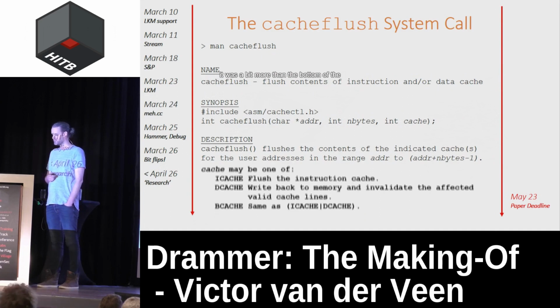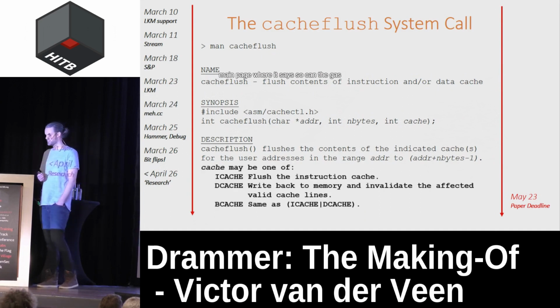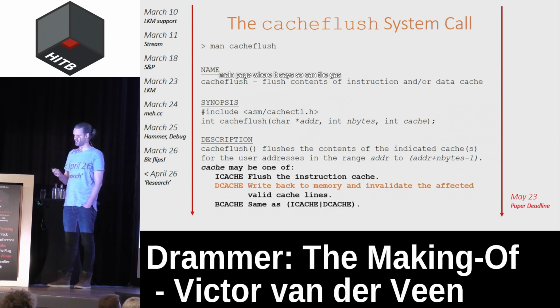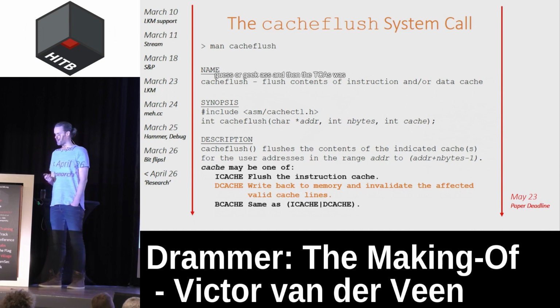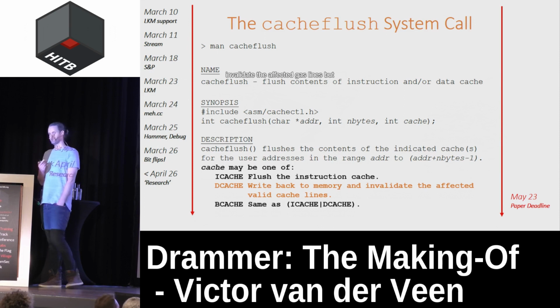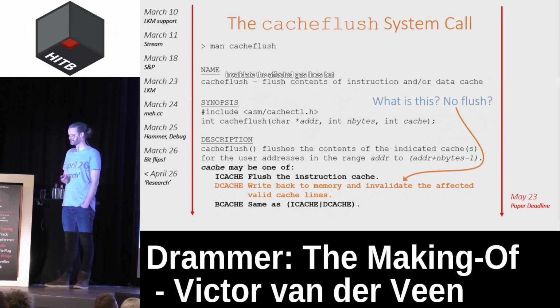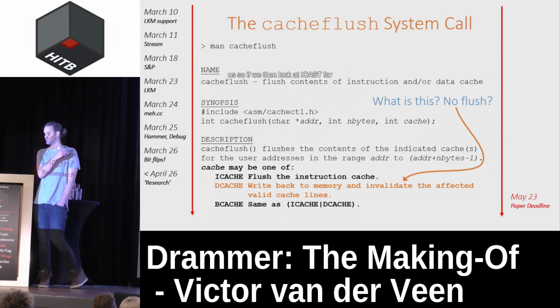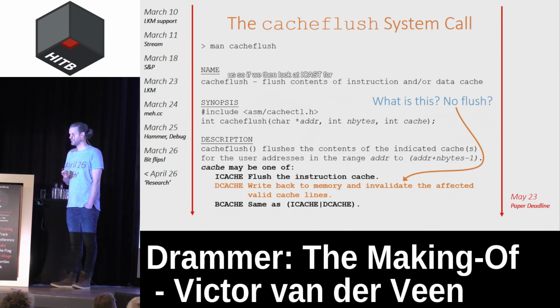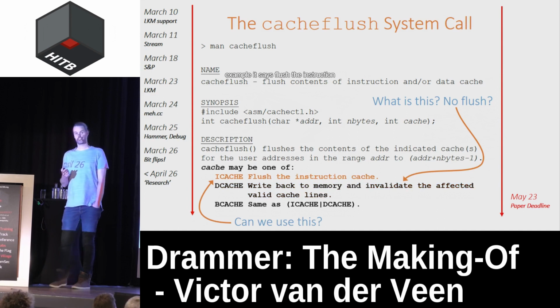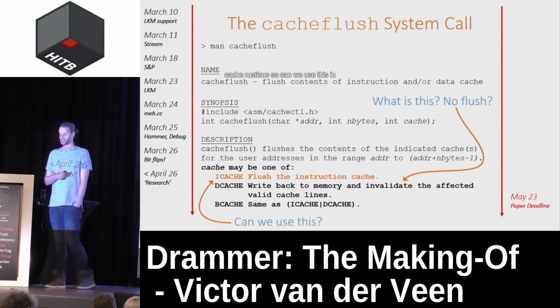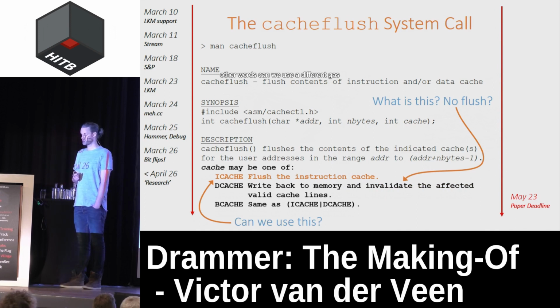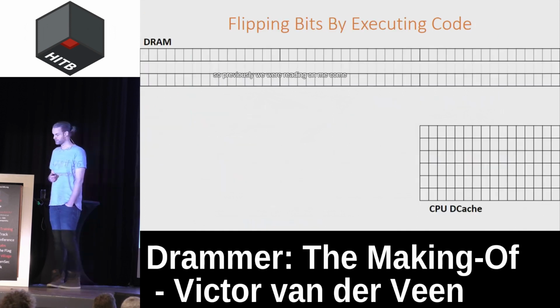There was a bit more near the bottom of the man page, where it says the cache that you're flushing may be one of iCache or Dcache. The Dcache entry says write back to memory and invalidate the affected cache lines. But what is invalidate? What does it mean? And why does it not say flush? If we look at iCache, for example, it says flush the instruction cache. So can we use this? In other words, can we use a different cache?